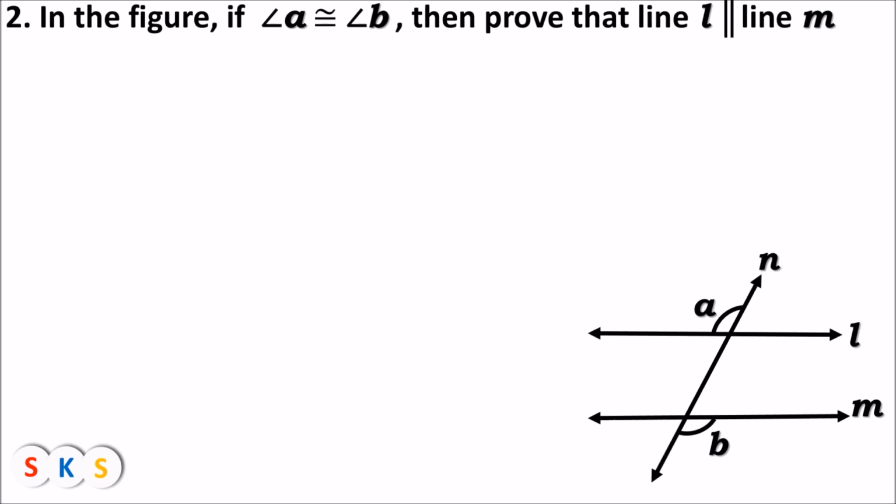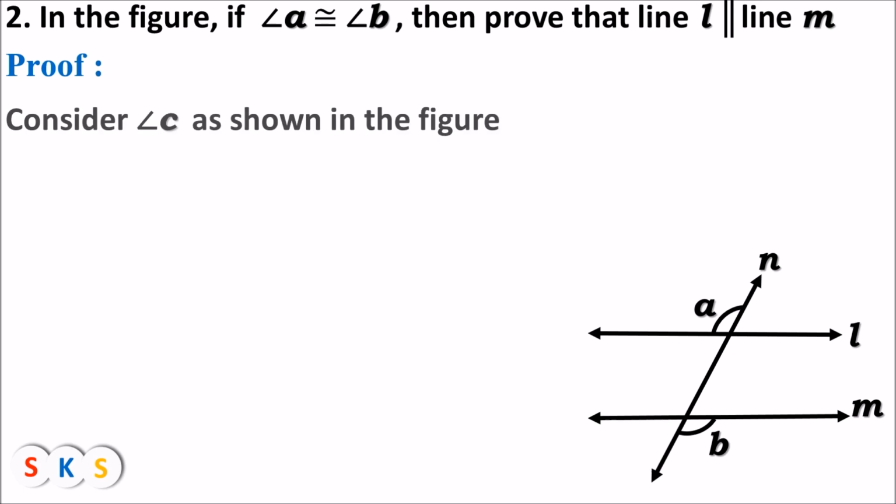Here we have question number 2. In the figure, if angle A is congruent to angle B, then prove that line L is parallel to line M. Let's see the proof of this. Consider angle C as shown in the figure. Look at this figure. I'm going to name one of the angles as angle C, right? You can see that I have taken angle C opposite to angle A.